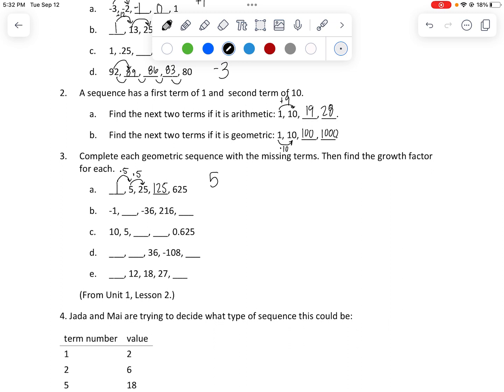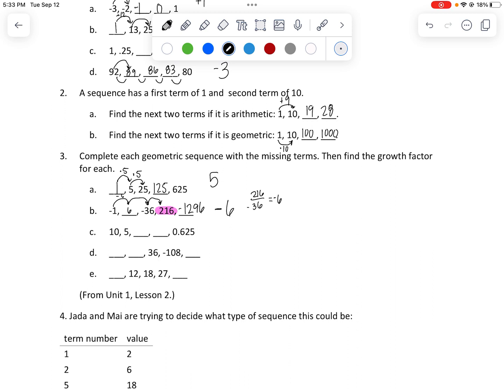With B, something we should notice here is 216 is positive. So this has got to be multiplying by a negative to make it switch from positive to negative each time. So we know it's going to be multiplying by a negative. To get from 216 to 36 has got to be multiplying by a 6. And in this case, it's going to be a -6. So -1 times -6 is going to give us a +6, which then will go to -36, which then will go to -1,296.